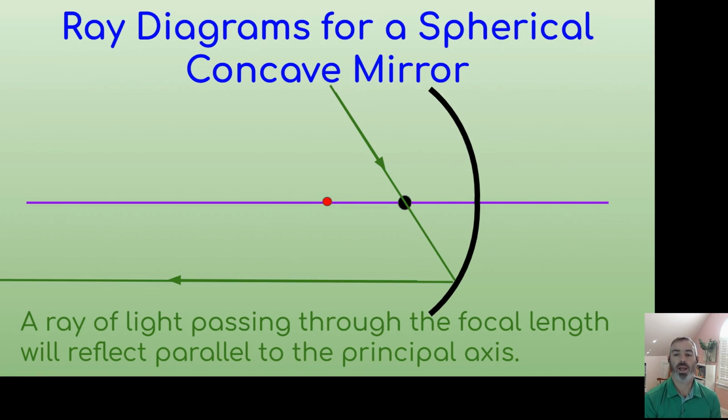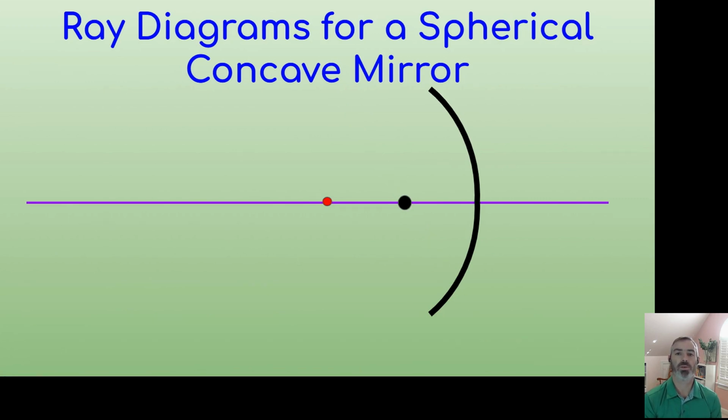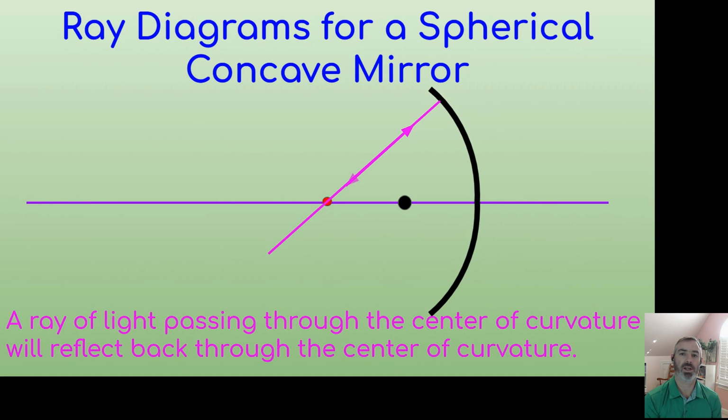Now, a third ray of light is a ray of light that goes through the center of curvature. That's traveling right along the normal line. So that's a 0-degree angle, so it's going to bounce directly back in a straight line, because an incident angle of 0 means the reflected angle is going to be 0, so it's going to bounce straight back through the center of curvature.